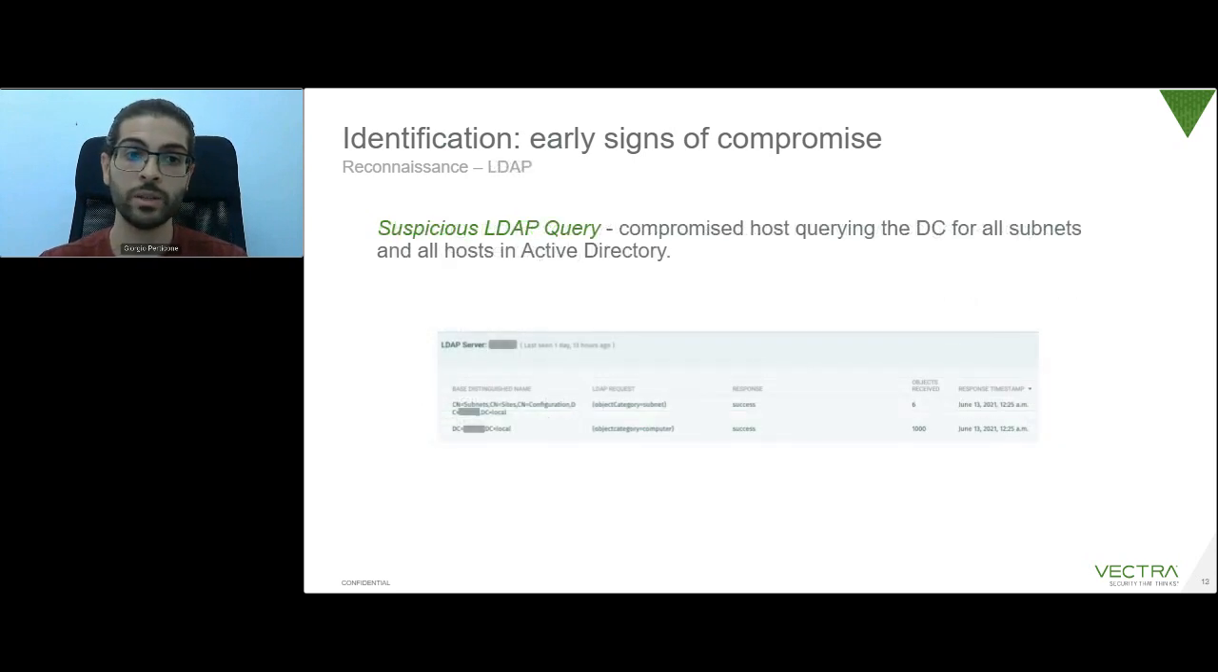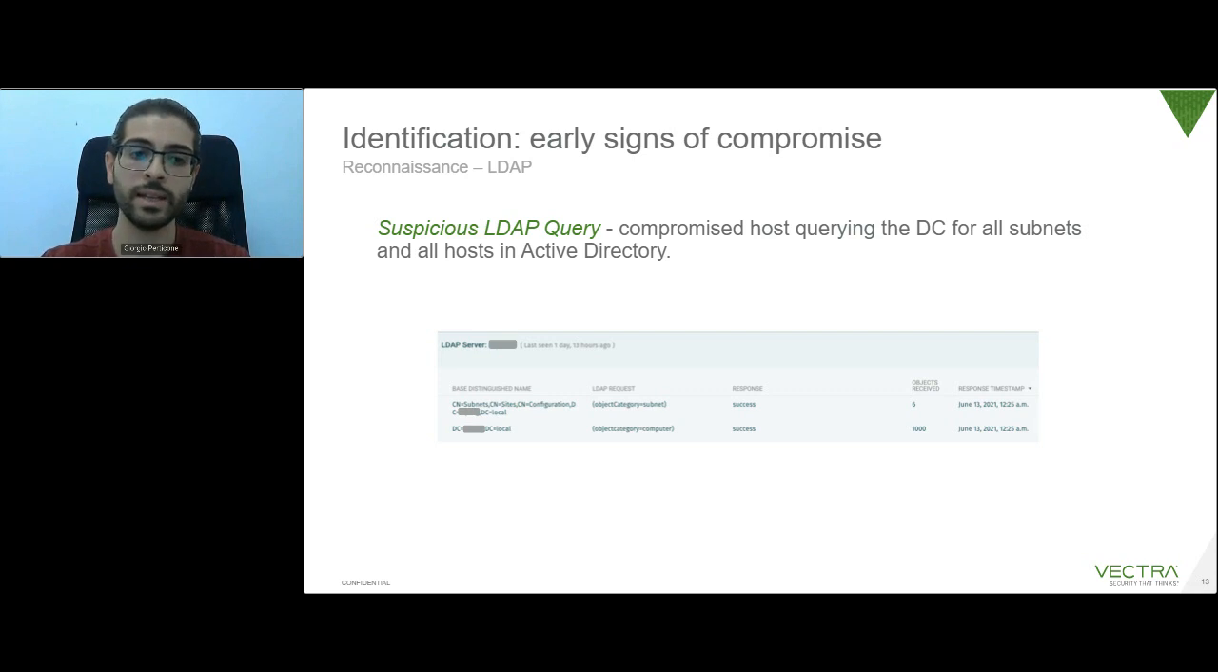Another example is the one you're looking at right now, where a suspicious LDAP query detection triggered, and you can see that. I hope you actually can see because it's a little too small, but I can say to you that this query was querying the domain controller for all subnets and all computers in Active Directory. And it was actually retrieving over 1,000 objects from this query.